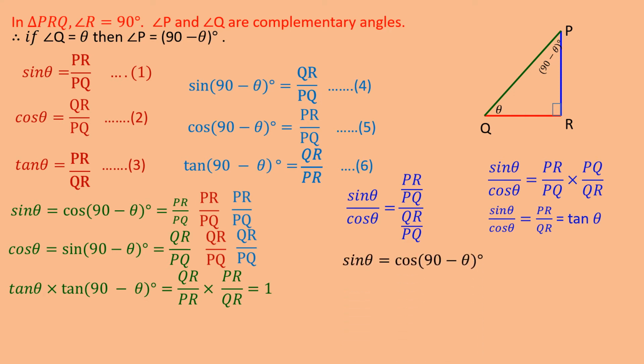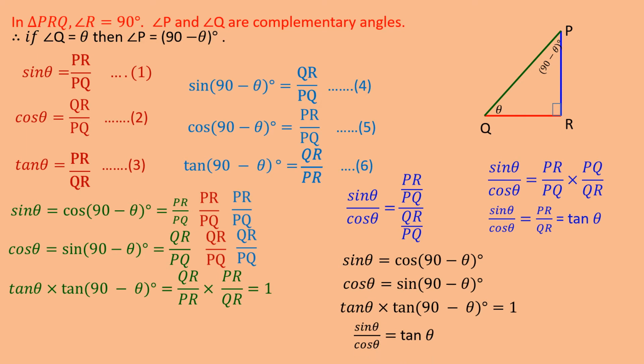So let us conclude what we have learnt. Sine theta equals cos 90 minus theta, cos theta equals sine 90 minus theta, tan theta into tan 90 minus theta equals 1, and sine theta upon cos theta equals tan theta. All these things we need to learn, because we will be using them to solve many trigonometrical application based sums.